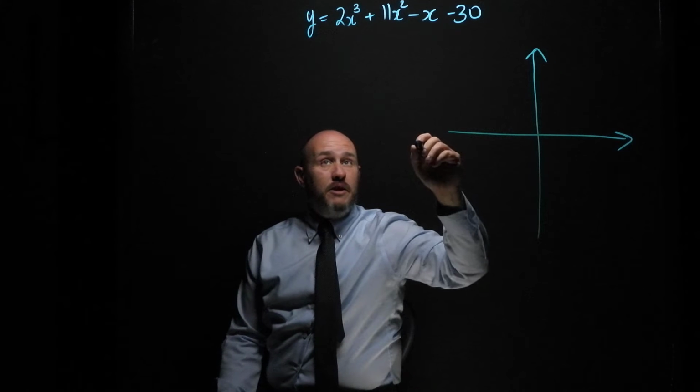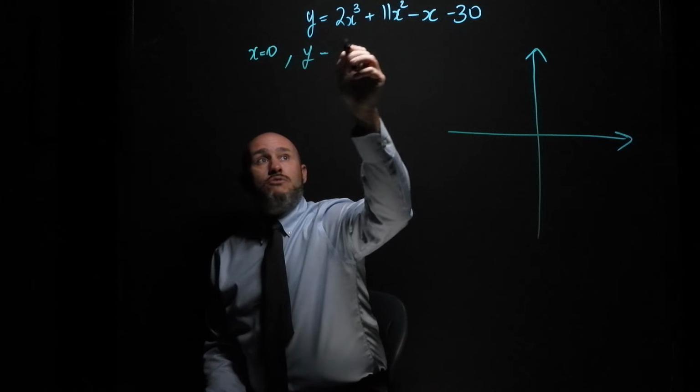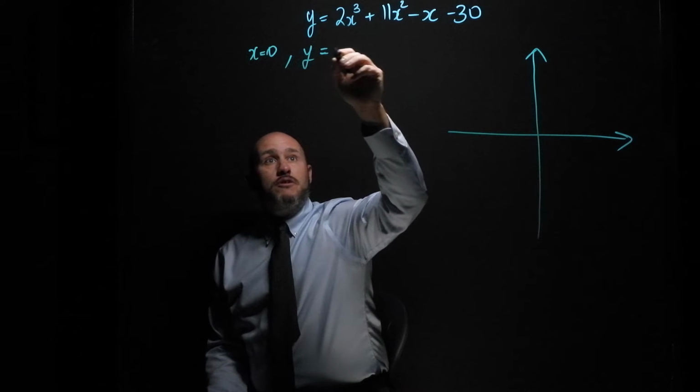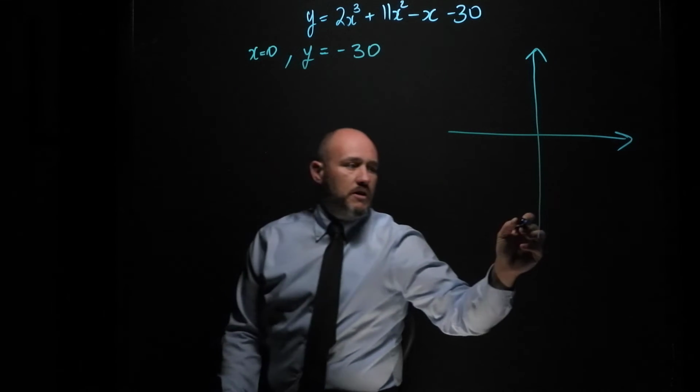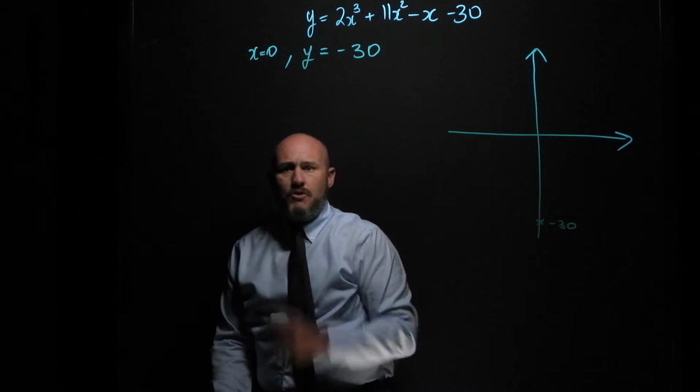Now I can see the y-intercept. Remember, the y-intercept is when x equals 0, I get y equals 0 plus 0 plus 0 minus 30. So y equals negative 30. I can plot that down here. This may be important to me a little bit later on. We'll start with a negative 30.